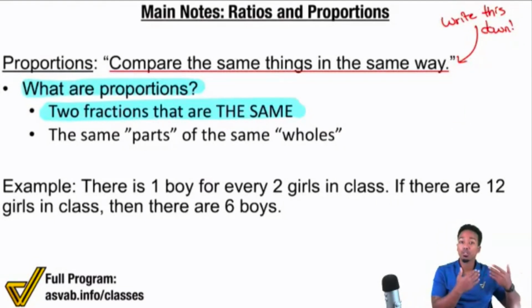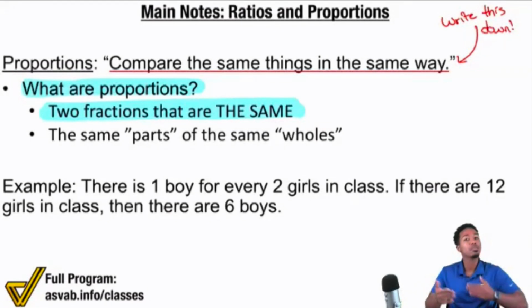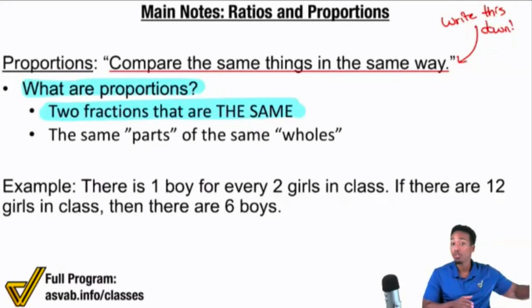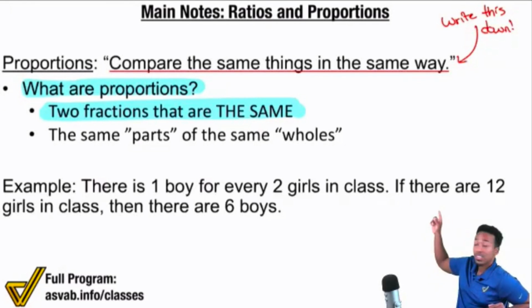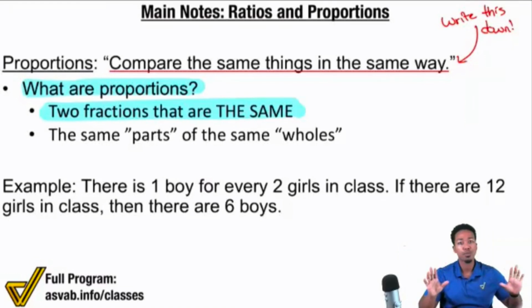If you follow this plan today, and if you stick with it, then what's going to happen is we're going to avoid some of that test anxiety, the blanking out on problems. Instead, it's going to be replaced with that ultimate confidence that you can take with you even after class ends. So follow this and we're good to go. Compare the same things in the same way. Main key to proportions. And again, proportions are just 2 fractions that are equal.